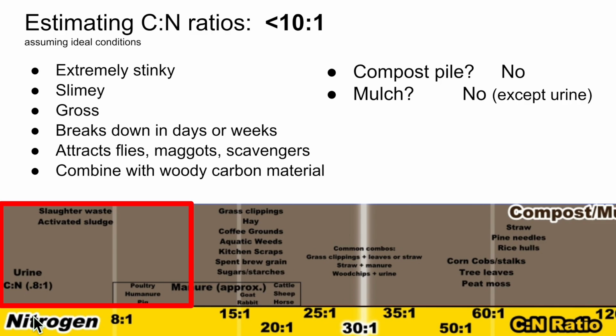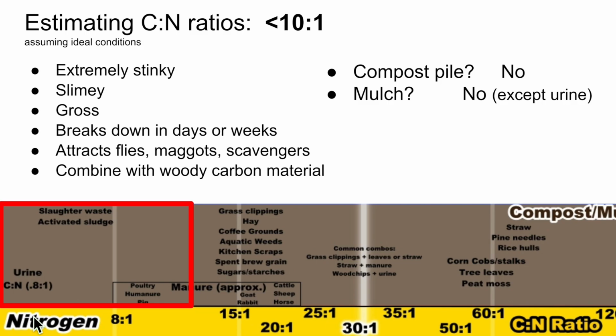Anything less than 10-to-1 is going to be extremely stinky, slimy, disgusting. It'll break down in days or weeks. It'll probably attract flies or maggots or scavengers. And you absolutely do not want a compost pile in this range. This equates to basically sludge or rotting carcass. So if you're going to use any of these materials in a mixture, they need to be combined with some sort of woody carbon material.